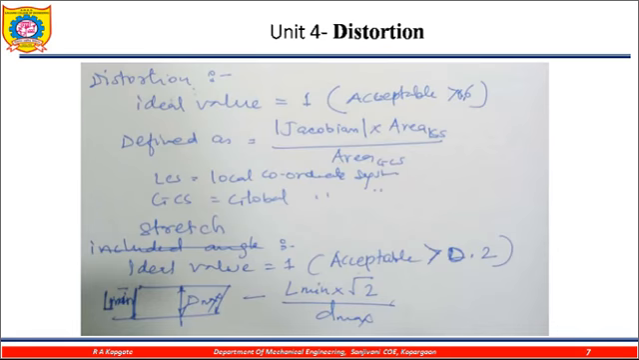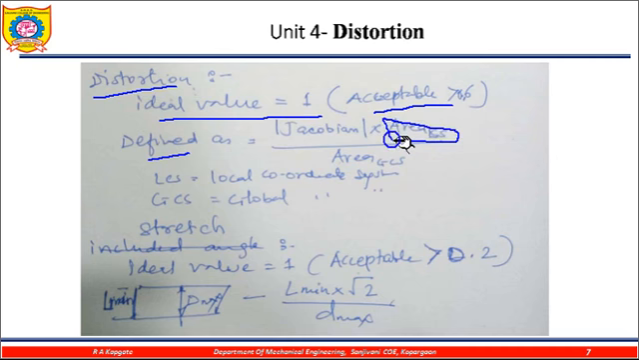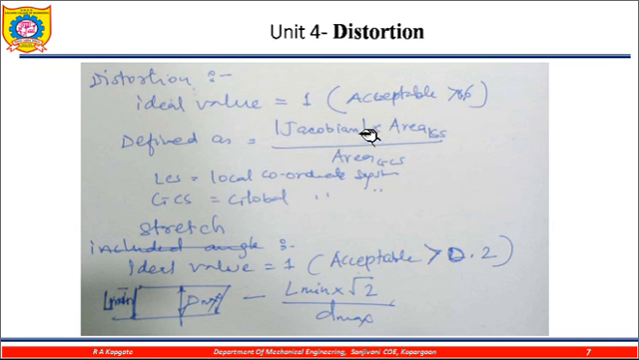Then we are moving on to distortion. The ideal value of distortion is 1, acceptable is 0.6. Now, what does it mean? Distortion is defined as the absolute value of the Jacobian multiplied by the cross-sectional area of the local coordinate system. This is the area of the local coordinate system. So, Jacobian multiplied by the area of the local coordinate system, LCS.